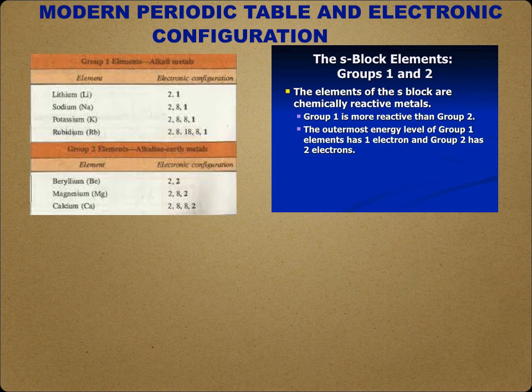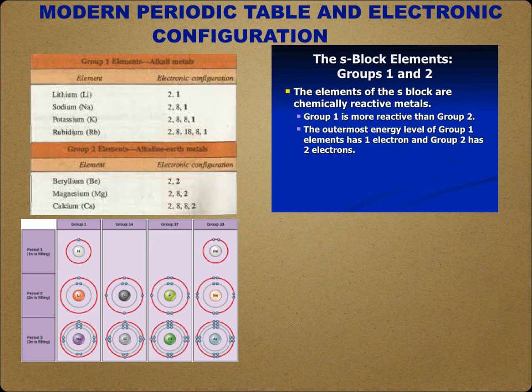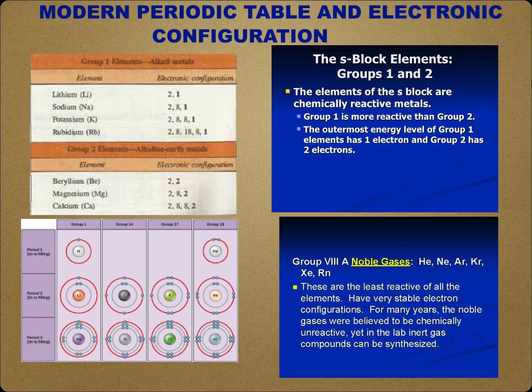For example, the elements beryllium, magnesium and calcium belong to group 2, that is, the family of alkaline earth metals. There are 2 electrons in the outermost shell. There are 7 electrons in the outermost shell of the halogens. While going from top to bottom within any group, 1 electronic shell gets added at a time. As you can see in this picture, the electronic configuration of the outermost shell is characteristic of a particular group.